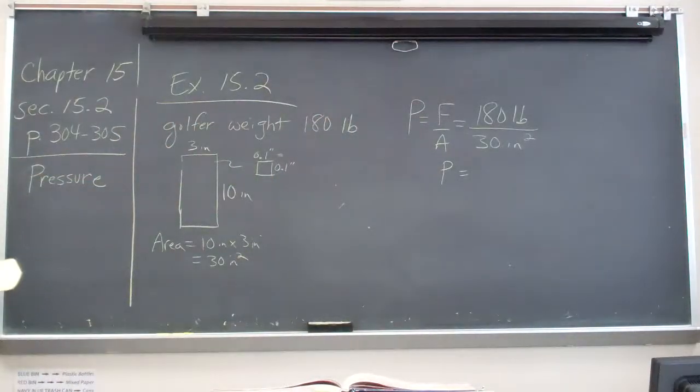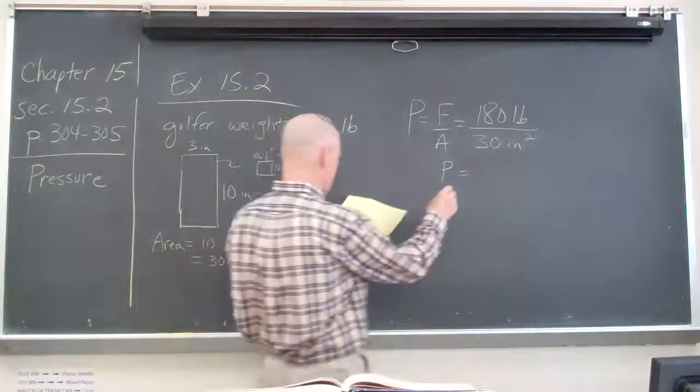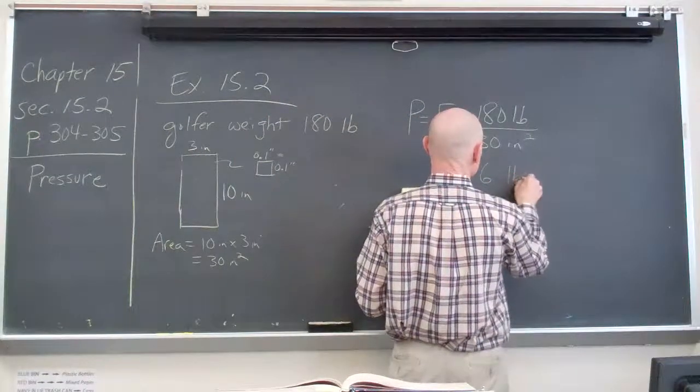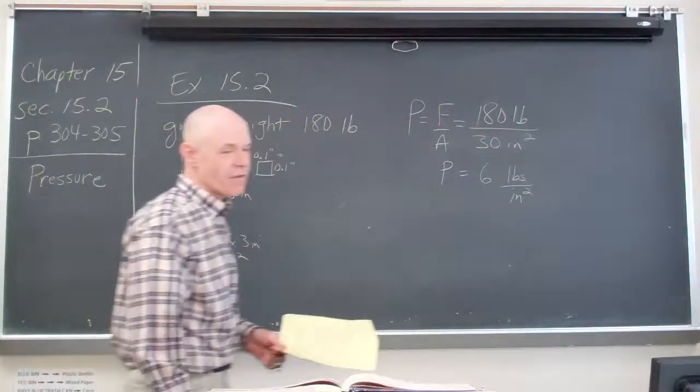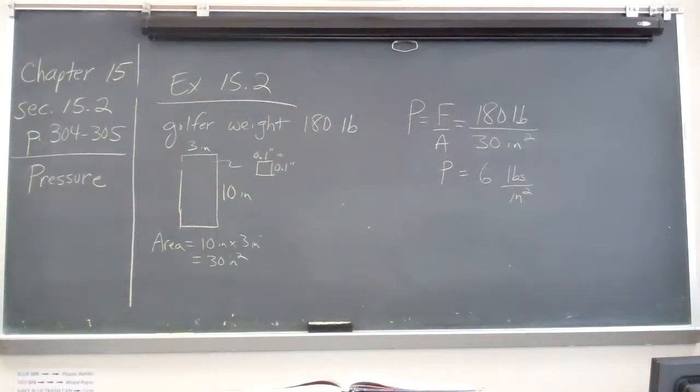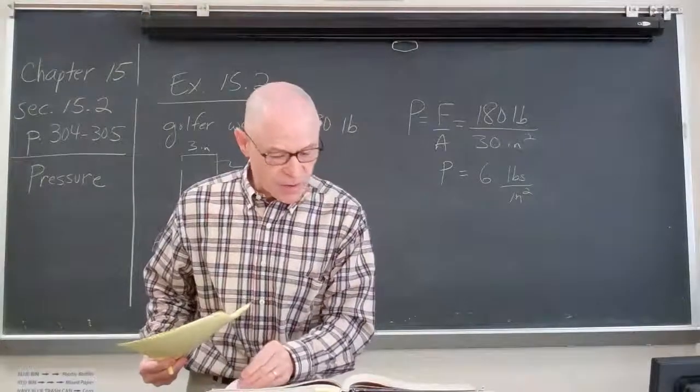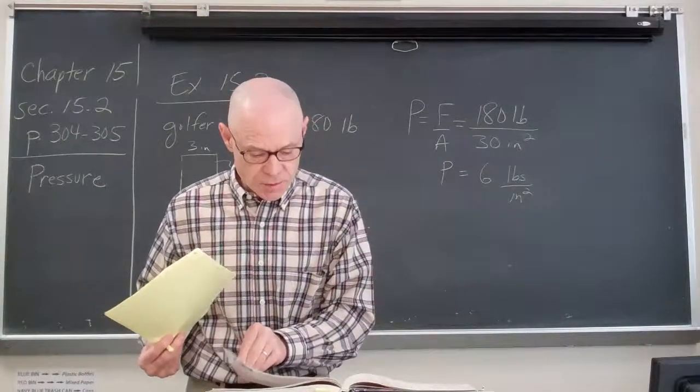And what is 180 divided by 30? So that ends up being 6 pounds per square inch. So you can see there's a vast difference here. In the first case, all the weight was being transmitted through a very small area and with sharp points, small points. In this case, it was just a flat shoe. So there's an example for you of calculating pressure. And we pretty much followed example 15.2, but we just converted it over into English.